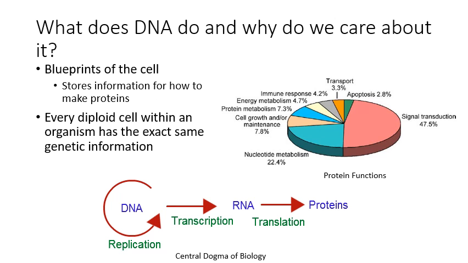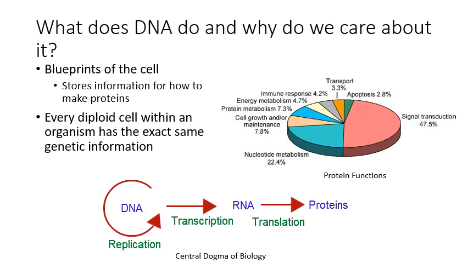Okay, so DNA, we've described it as the blueprints of the cell, the instruction manual of the cell. What it does is it stores information for synthesizing proteins. So here are some of the different functions of proteins. Proteins can be used to do a wide array of things. So nucleotide metabolism, so DNA is a nucleotide, so making larger nucleotides is one of the major functions of proteins, which is kind of interesting because DNA directs the production of proteins, then proteins come back and make more DNA.